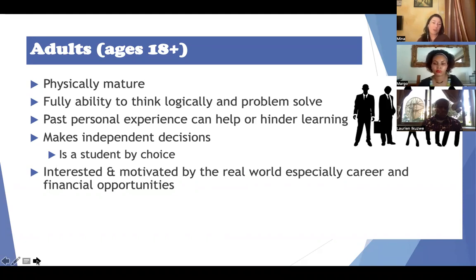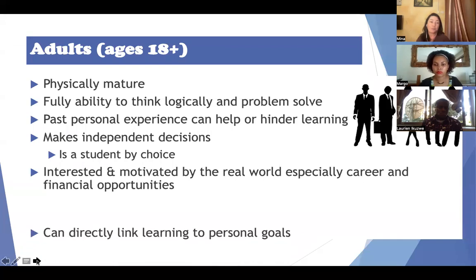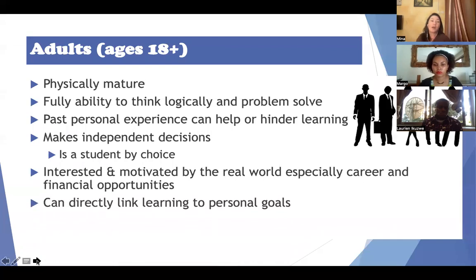They're interested and motivated by the real world, especially things related to their career and financial opportunities. And if they don't see how school is helping them in that way, then school will no longer be something that they choose to do. So whatever they're doing, they need to be able to directly link to their personal goals. This is true of teenagers as well, but this is especially true of adults.